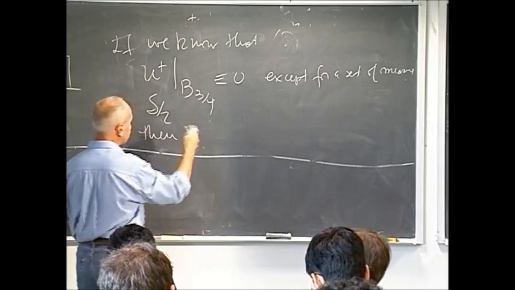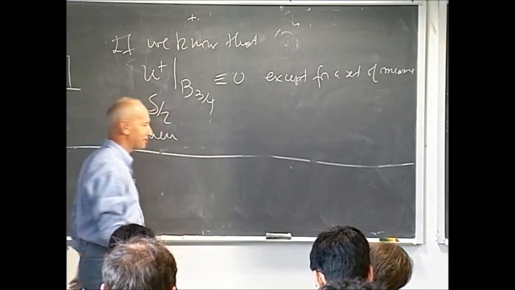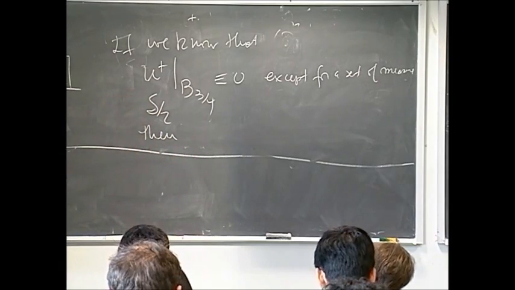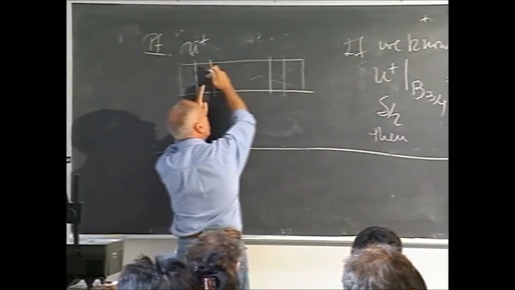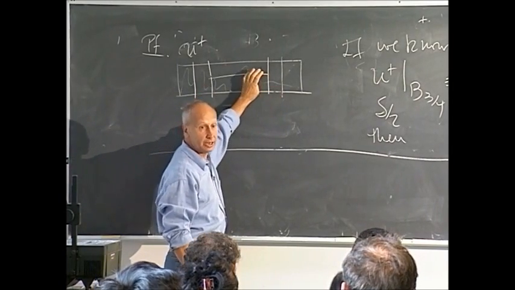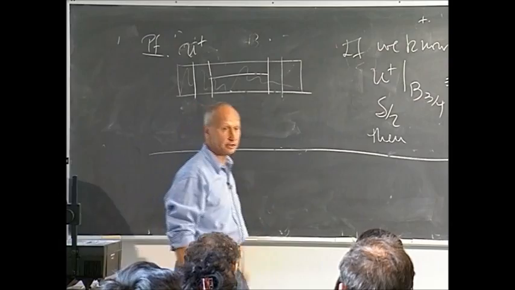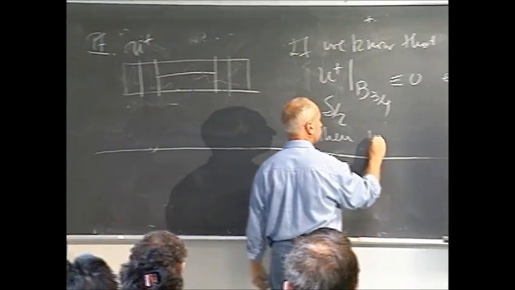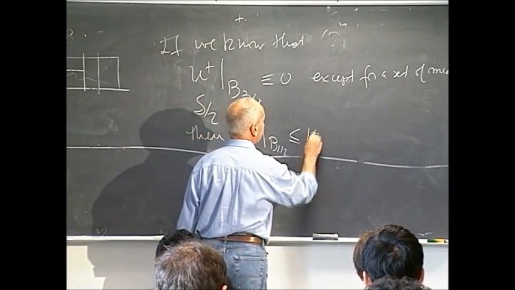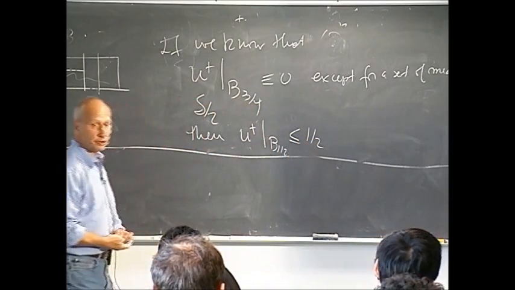Then I have to take delta square, something like that. Then the previous lemma tells me that the L2 norm of u is very tiny here, so here u goes below 1/2. Remember, very tiny L2 norm means very tiny L infinity norm. Then u plus restricted to B 1/2 is less than 1/2, and I'm done.